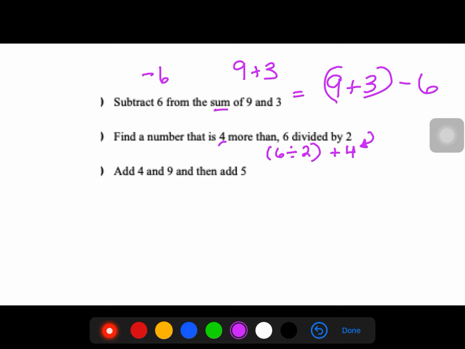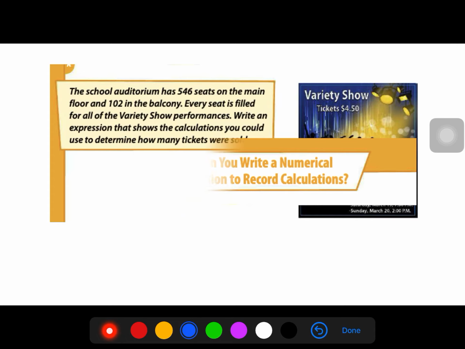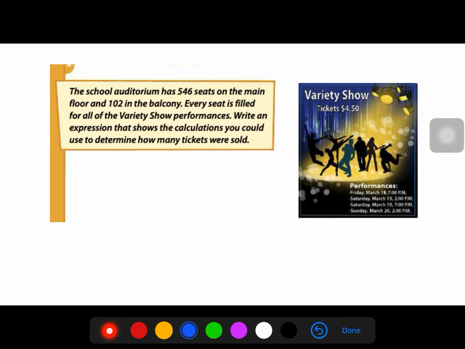You do the last one. Add 4 and 9, and then add 5. Well, the problem clearly shows you that they want you to add 4 and 9 first, so I would put parentheses around that and then add 5. We're just taking a verbal sentence and making it numerical. So the big question: how can you write a numerical expression to record calculations?